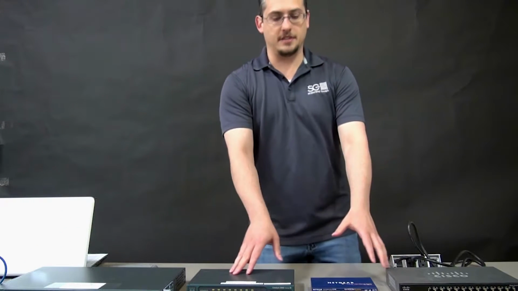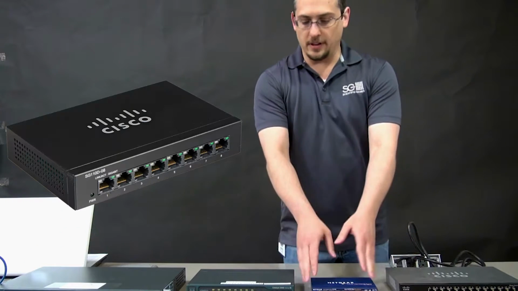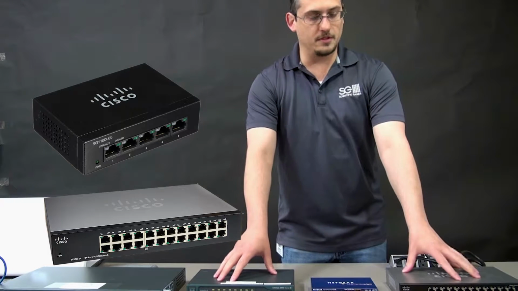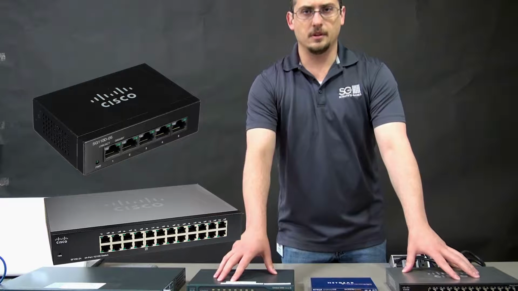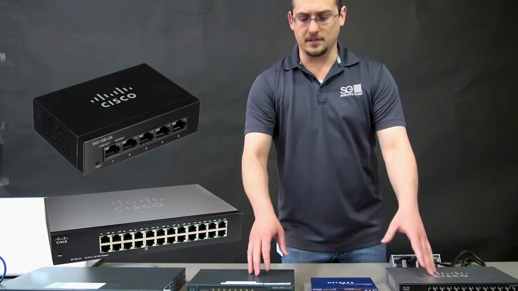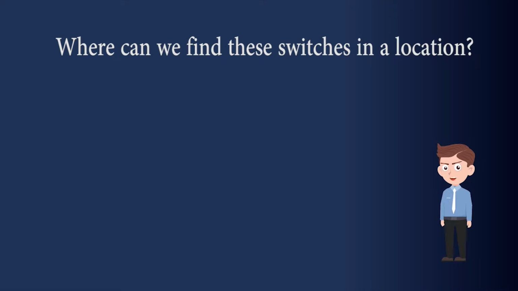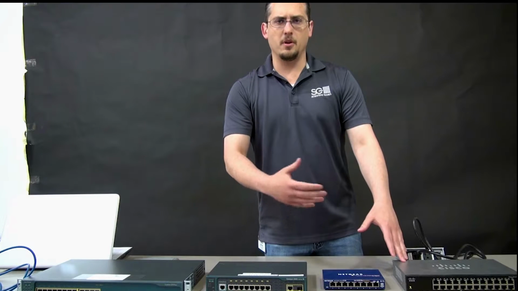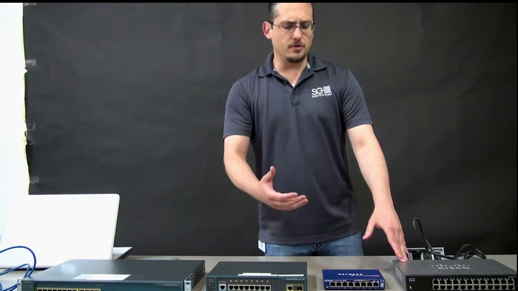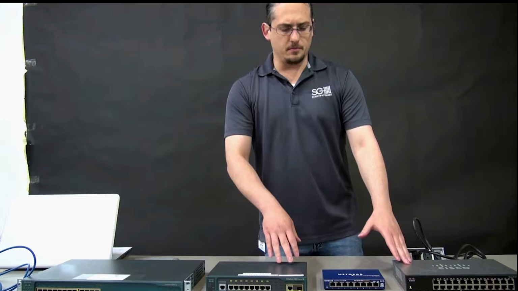Then we have some smaller switches out here. So we have the small 8-port one and a couple of other ones that have a lot more ports on them. So it all depends on the needs of the actual casino or the actual network itself. Since these are smaller switches, you'd see these typically either on a podium, near other computers, or underneath a bank of EGMs.